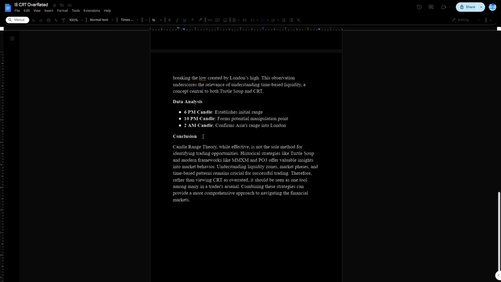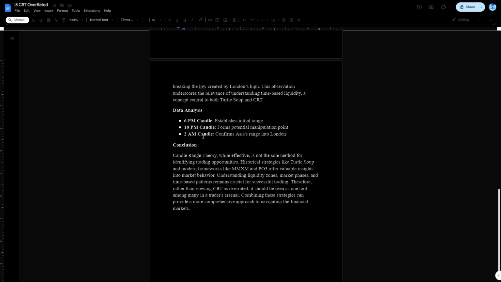Candle range theory is effective, but it's not the sole method for identifying trading opportunities. Historical strategies, like our obvious turtle soup, modern frameworks like market makers and powers of three, they all offer valuable insight into market behavior and understanding liquidity, market phases, and time-based patterns. And these all remain crucial for successful trading. Instead of viewing CRT as overrated, it should be seen as a tool, right? Just as powerful as market maker models, power of three, understanding your institutional order flow into, right, just obvious highs and lows.